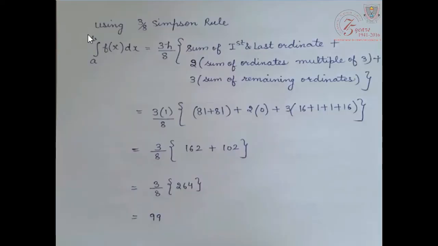For solving an integral, the integral from a to b of f(x) dx is equal to 3 times h divided by 8, into the sum of the first and last ordinate, plus twice the sum of ordinates that are multiples of 3, plus 3 times the sum of the remaining ordinates.